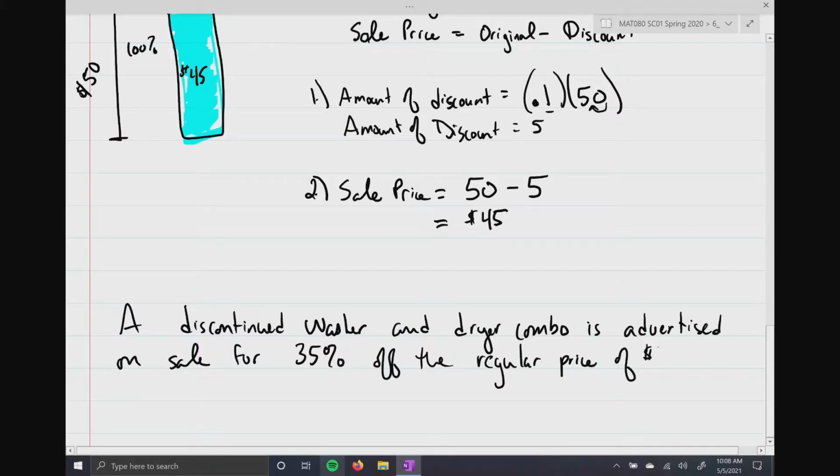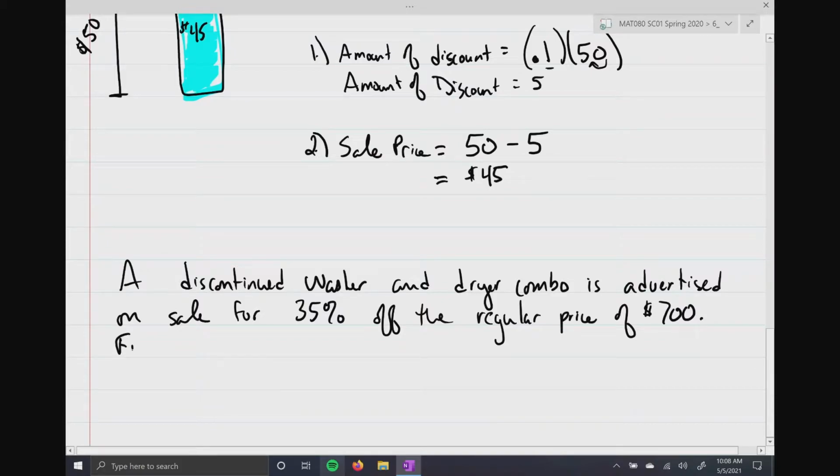Of $700. Find the sale price and discount. Okay?